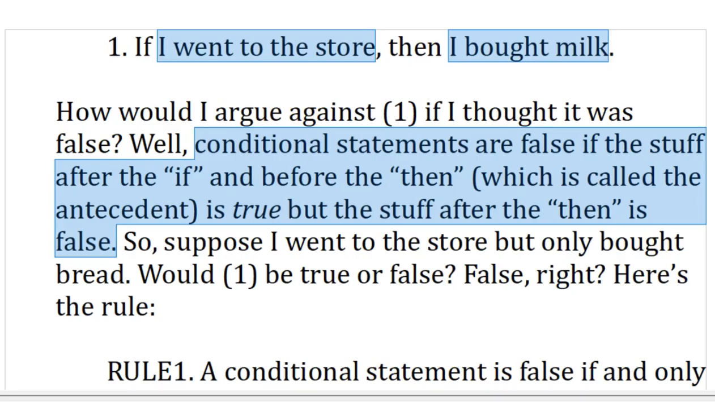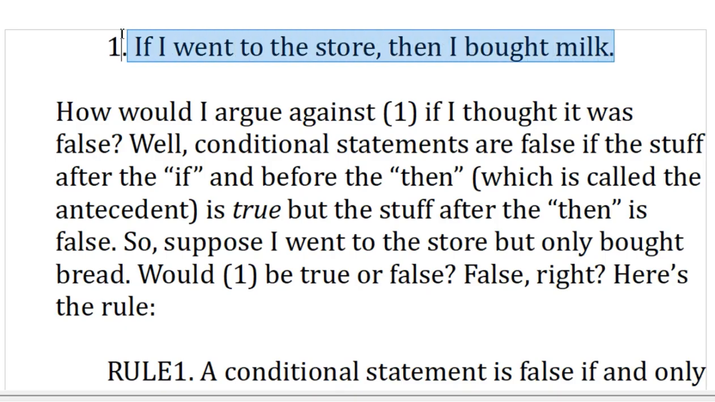And this is very intuitive. You do this all the time without realizing it. So if you look at a statement and you say, if I went to the store, then I bought milk, you're going to say, wait a minute, sometimes I go to the store, but I don't buy milk. In other words, sometimes I go to the store. That's true. The stuff in between the if and the then is true. But the stuff after the then is false. Even though I go to the store, I don't buy milk. That part is false. That means the whole conditional is itself false.